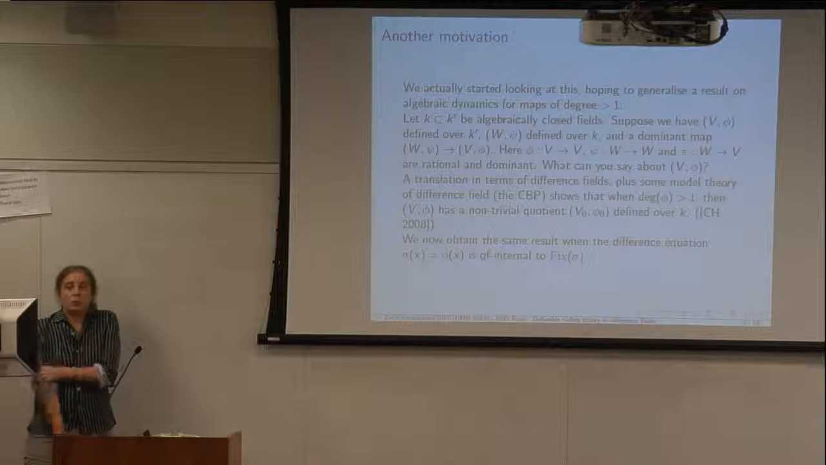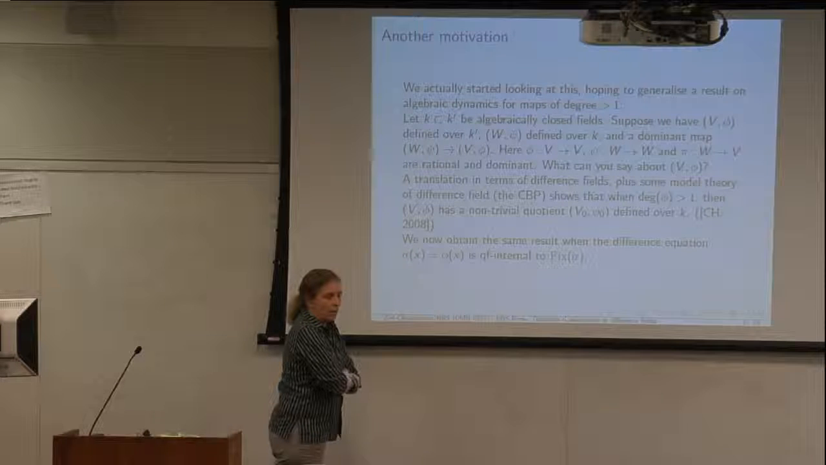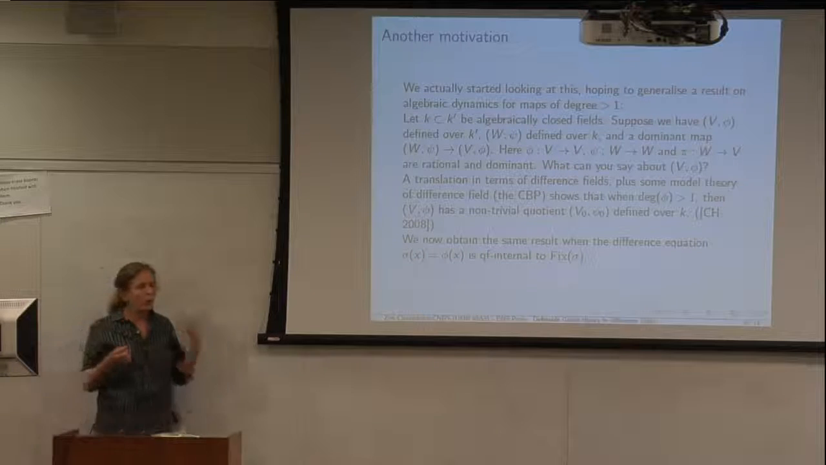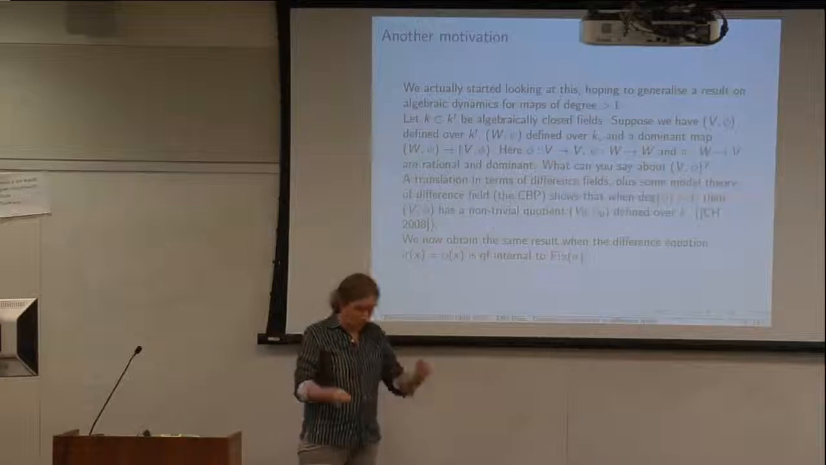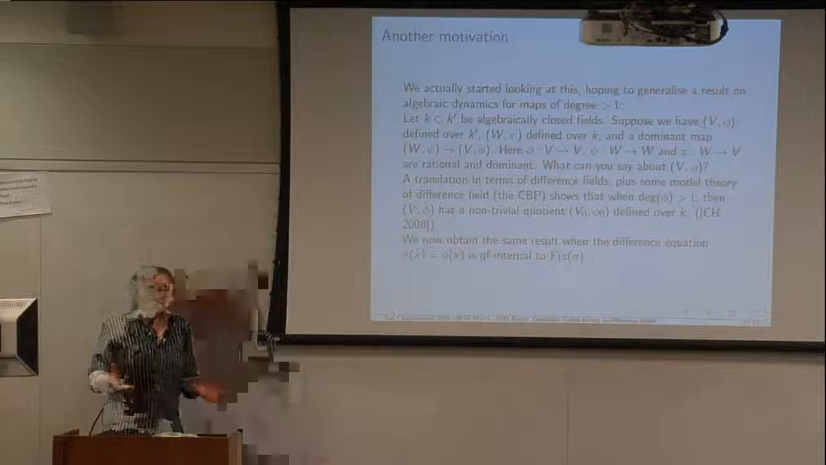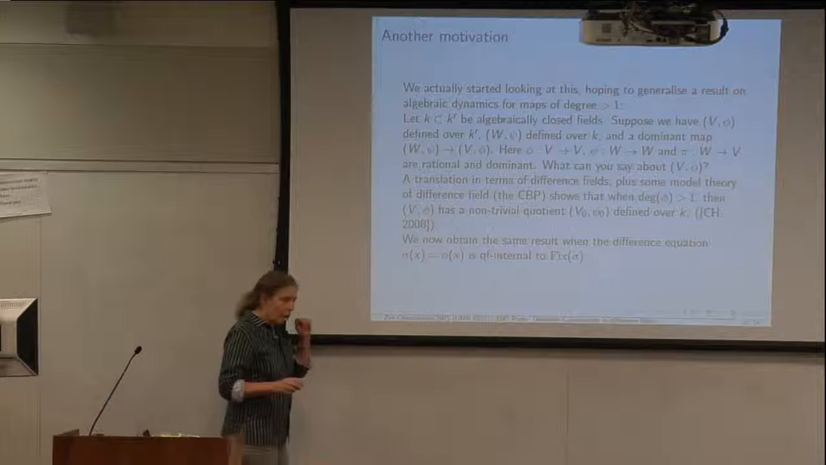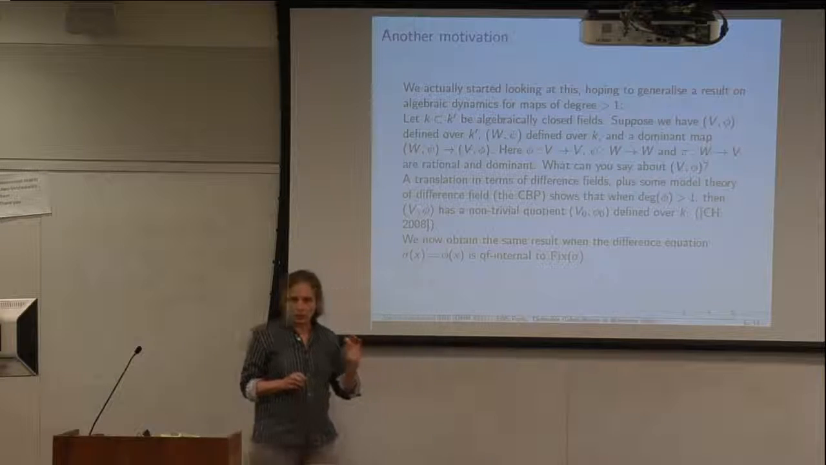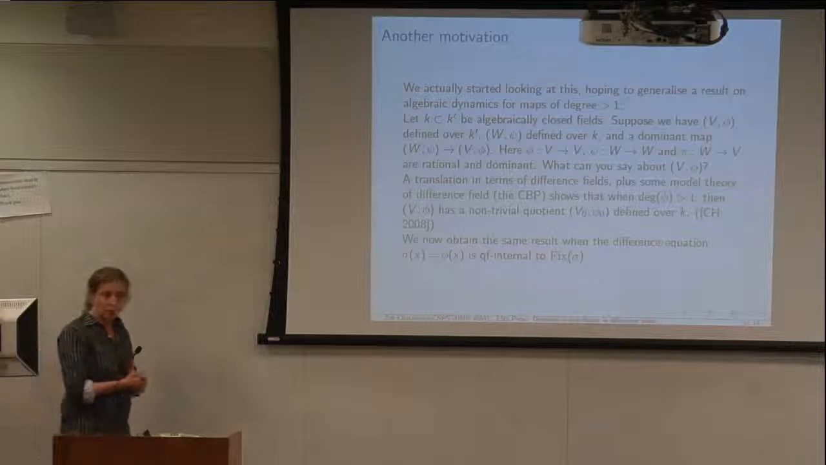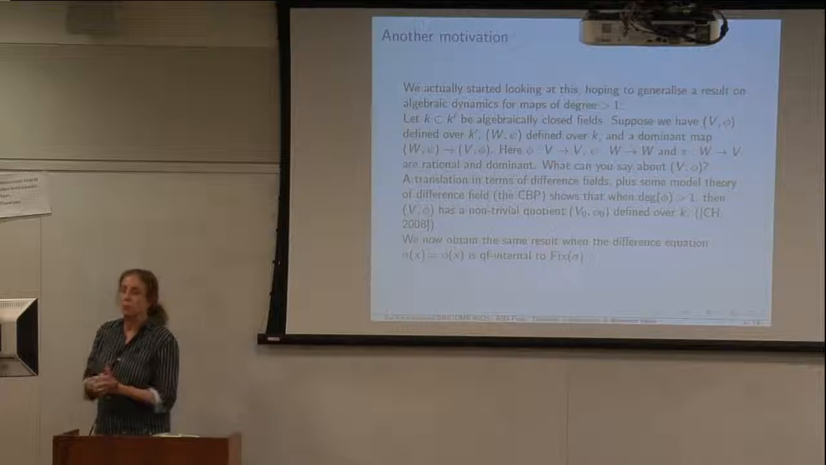And it turns out that if V phi is not internal to the fixed field, so if the equation x is in V and sigma of x equals phi of x is not internal to the fixed field, then actually your V phi has a proper quotient, V0, phi 0, which is defined over the smaller field, over C, when the degree of phi is greater than 1. So then there is a finite quotient which is defined over the smaller field. Good.